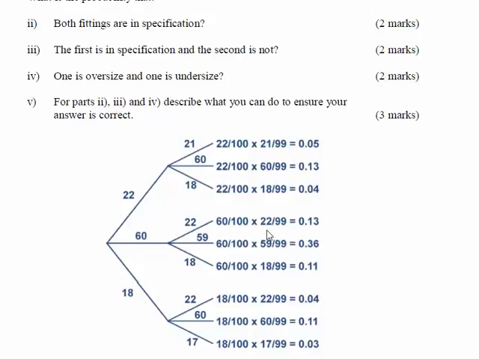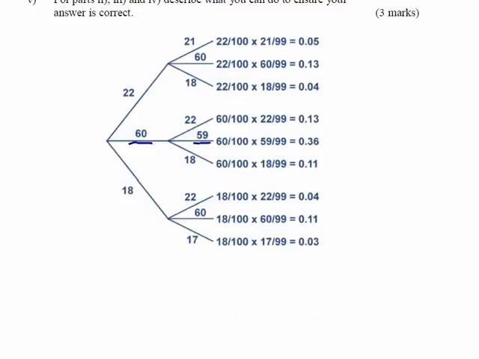What is the probability that both fittings are in specification? Well, we've got 60 over 100 times 59 over 99, which gives us 0.36. So the probability that they're both in specification is 0.36 or 36%.